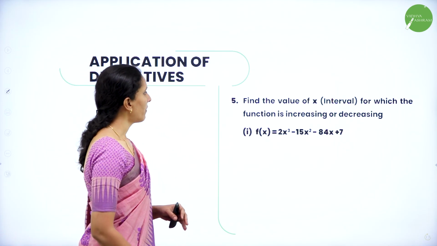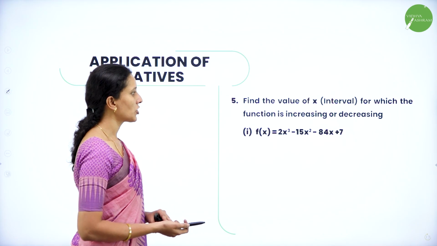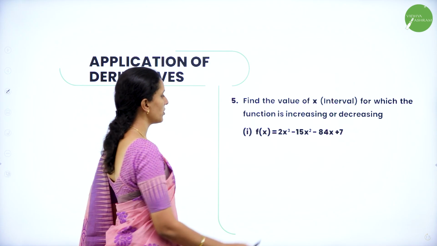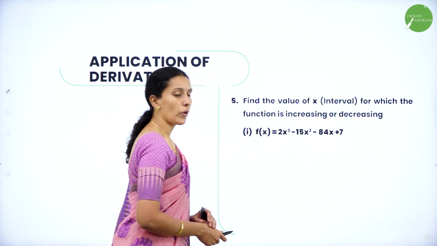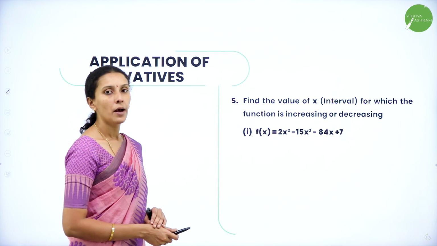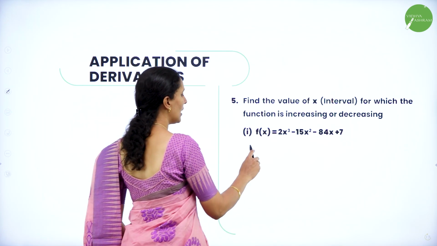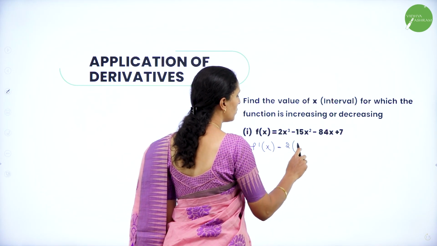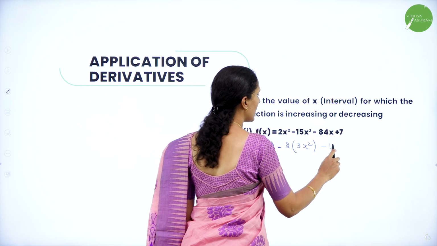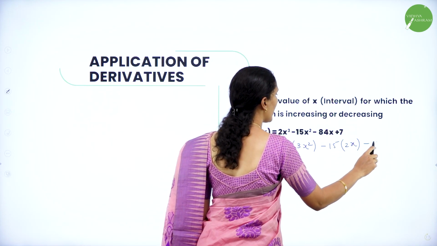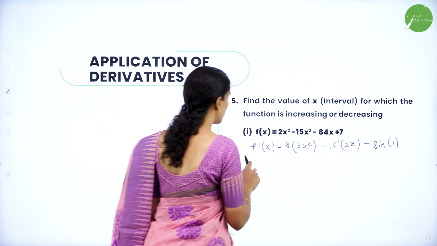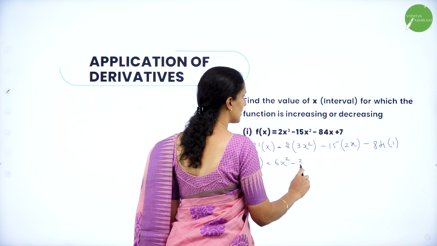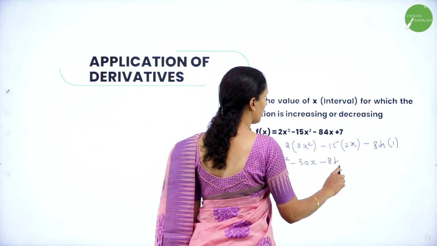Next question, find the value of x for which the function is increasing or decreasing. So let's look at the function. We have f of x is equal to 2x cube minus 15x square minus 84x plus 7. Let's find f dash of x. f dash of x is 2 into 3x square minus 15 into 2x minus 84 into 1. So therefore, f dash of x is equal to 6x square minus 30x minus 84.